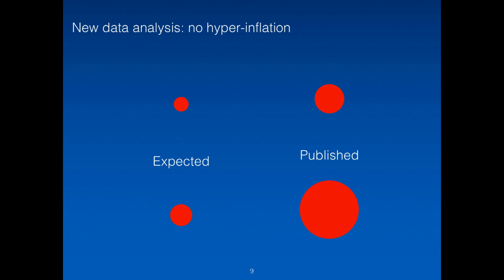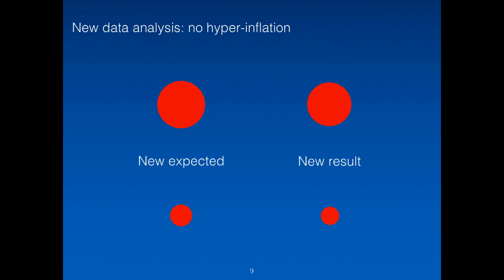So the new data analysis shows that there's no hyperinflation at all. So this is just nothing changed from before. But when we have those new radial velocities, it changes the expected size of the stars. So that one, we expect it now to be much larger. So then our new result corresponds to what we expect, but the stars are no longer hyperinflated because the expectation is in line with what we actually get.